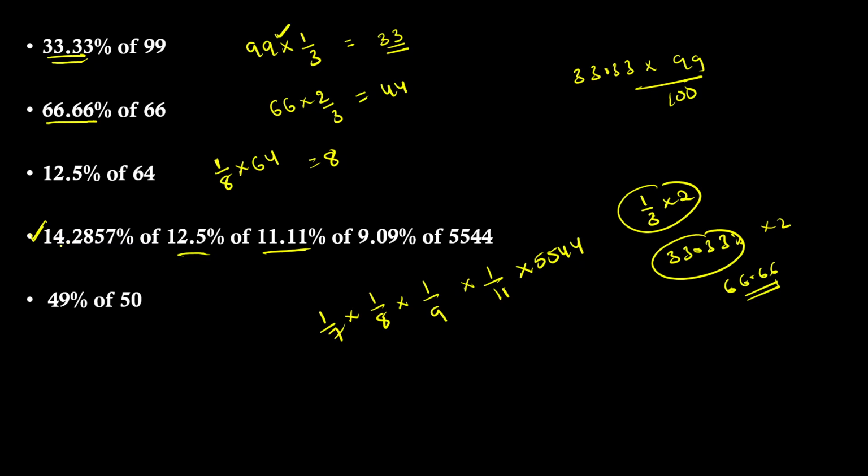Let me repeat. 14.2857% is nothing but 1 by 7th of a number. 12.5% is nothing but 1 by 8th of a number. 11.11 is nothing but 1 by 9th. 9.09% is nothing but 1 by 11th of the given value, that's 5544. I want you guys to calculate this and write your answer in the comment section. Do calculate this now. Once done, we shall move on to the next question.